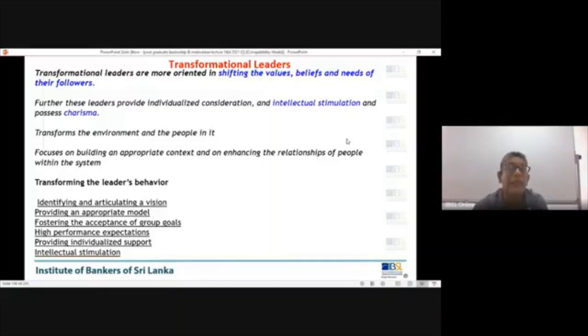So they are going to transform them based on the prevailing situation, right? As we discuss today, leadership has to change because the environment keeps on changing. Transformational leaders try to transform their subordinates or followers with the change of these changing factors. Right now, let's look at how they are going to transform.